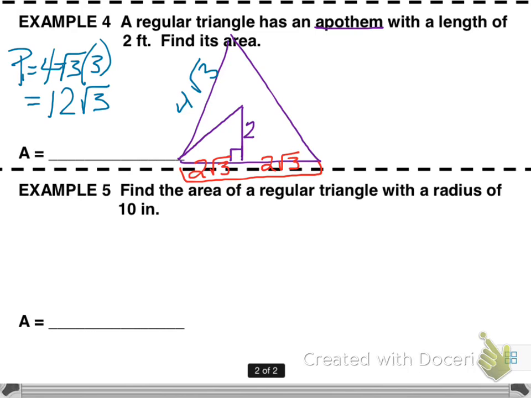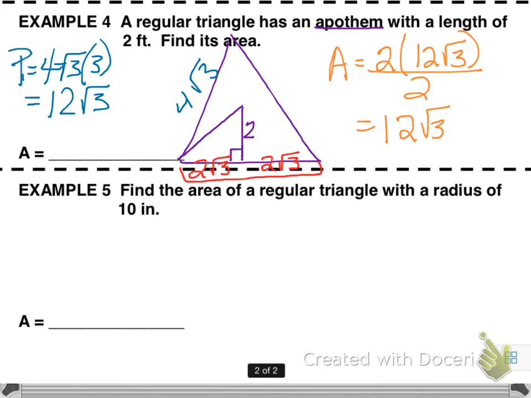And remember, to find the area of a regular polygon right now, it is apothem, for this one is 2, times the perimeter, divided by 2. Since our 2's will cancel out, the area of example 4 is 12 square roots of 3 feet squared.